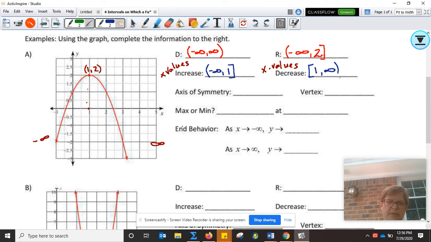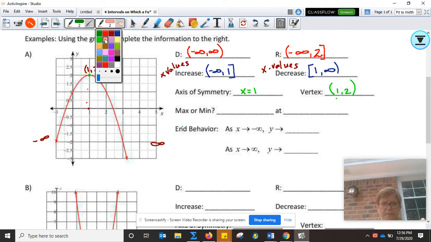Your axis of symmetry. Your axis of symmetry is x equals 1. Okay? x equals 1. Your vertex, the point where it turns, is (1, 2). Is it a maximum point or a minimum point? It's a maximum point at the vertex, which is (1, 2).